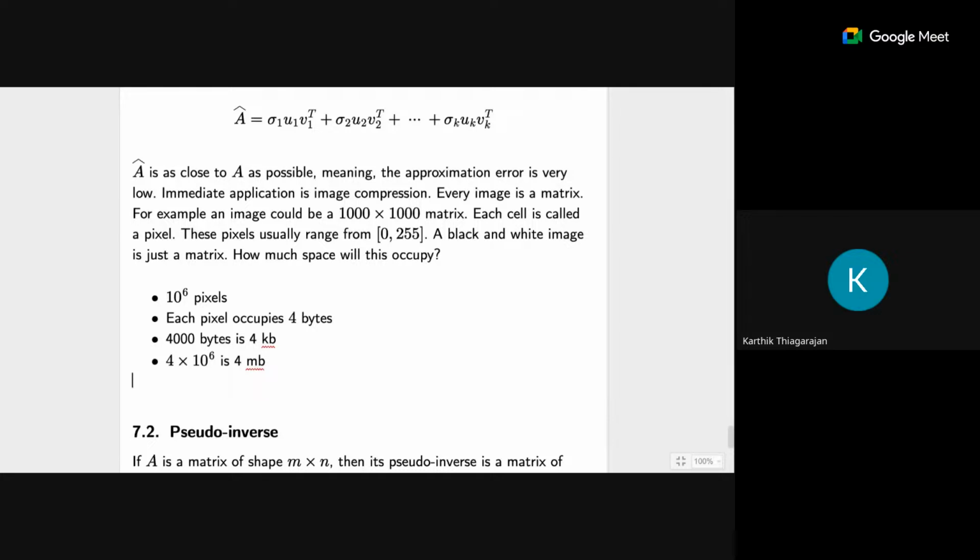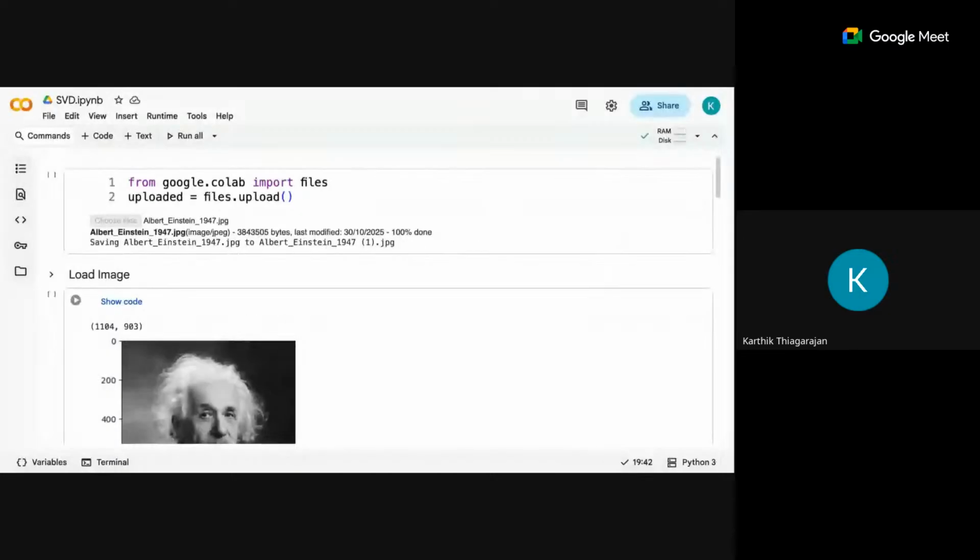So, yeah, someone who is not on, please. Yeah, so I'll just share one experiment where I've already done the SVD for an image. Okay, so are you able to see the screen now? I've changed the screen. Yes, sir.